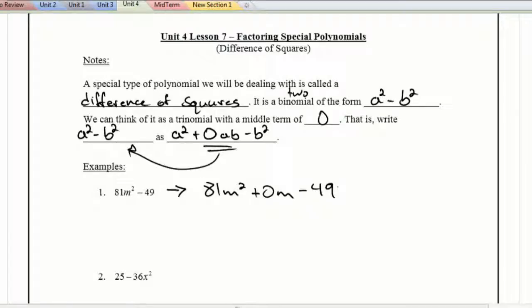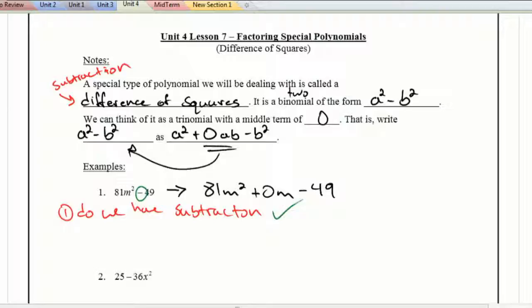So in order to factor this, we're first going to recognize that we have a difference of squares. The difference means subtraction. So first things first, do we have subtraction? I would say, yep, there's a minus sign in the middle, so we have subtraction. The second part of this is squares. When we say squares, what we really mean is perfect squares. Do we have perfect squares for both terms?